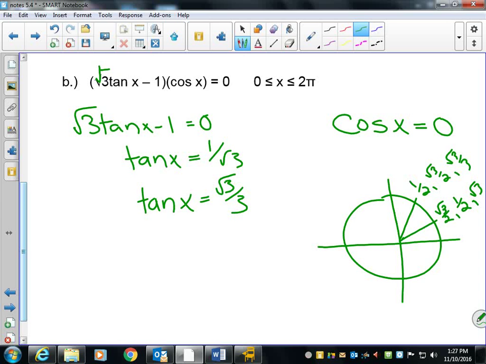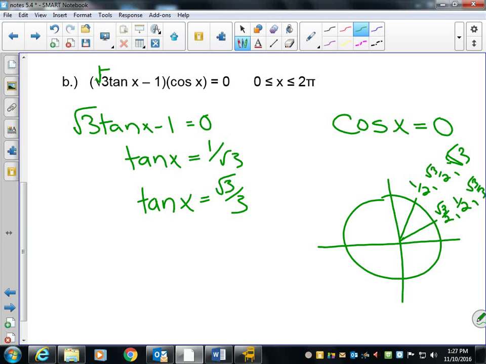Did I do that backwards? Root 3 over 3. No, sine divided by cos. I did this backwards. You're right. Do my tan. This should be 1 over root 3, which will turn into root 3 over 3. And this one is just root 3 up here.